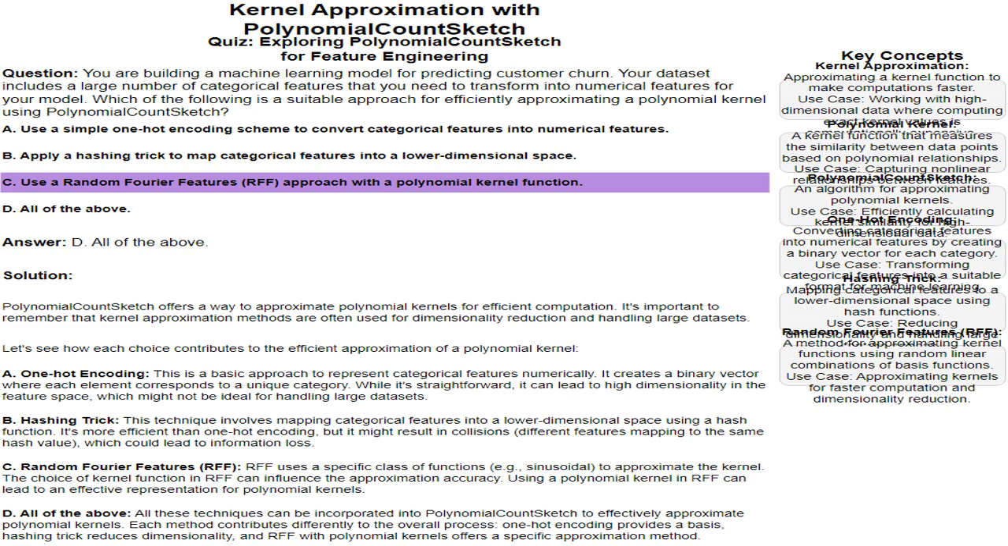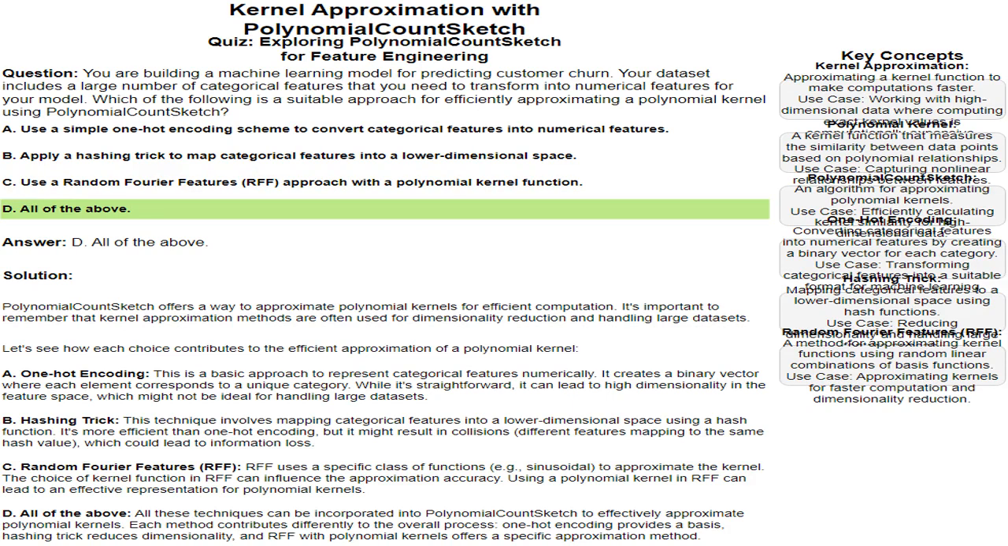Polynomial count sketch can be used to efficiently approximate polynomial kernels, even with high-dimensional data. True. D. All of the above.